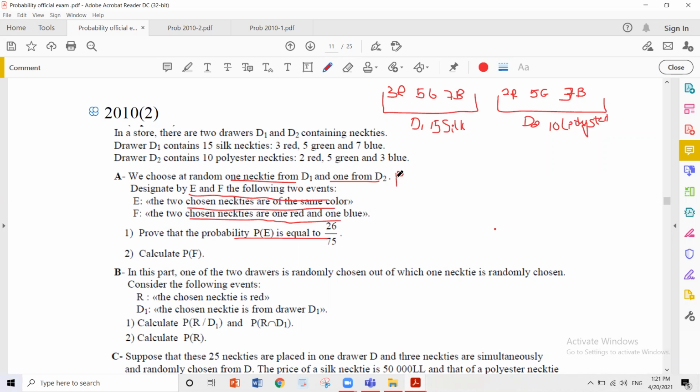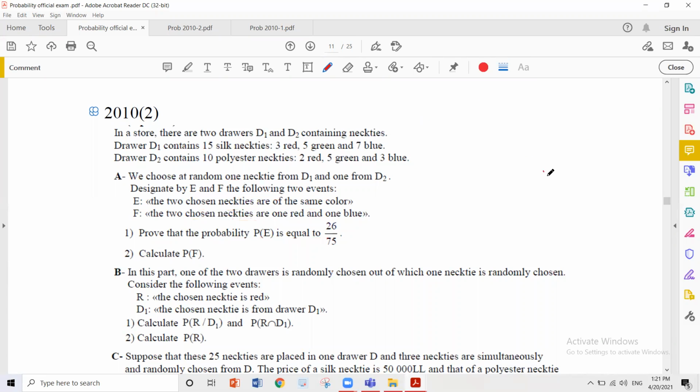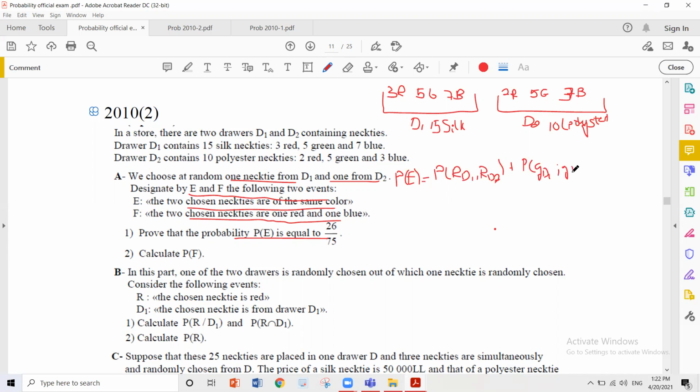Who can describe the probability of E to be of the same color? Either I have red from D1, red from D2, or green from D1, green from D2, or blue from D1, blue from D2.